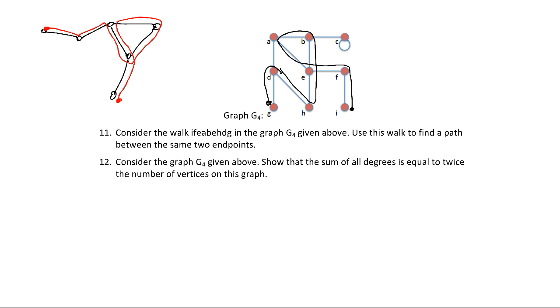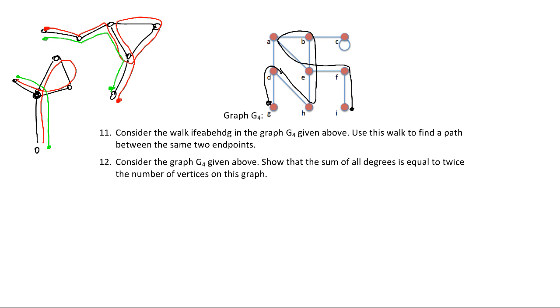And to turn that into a path, let me just use a green one, we're just going to go like that between the same two endpoints. We're just going to cut off that extra loop. Similarly, if I start with a trail that looks like this, where I've repeated a node, I can turn that into a path by just cutting off that extra loop. And you can always do that.